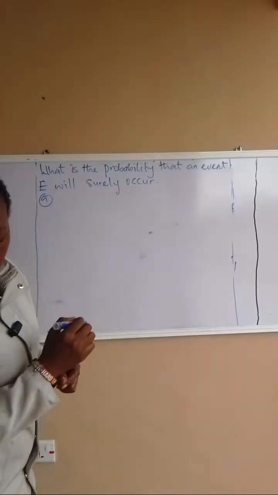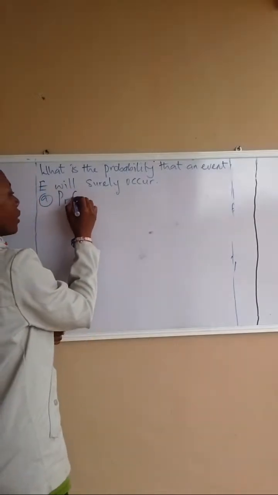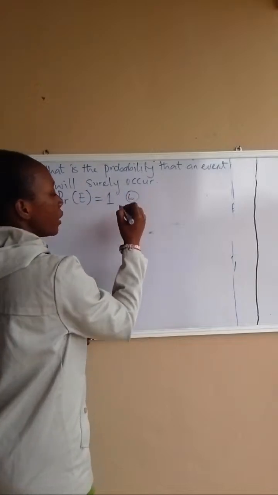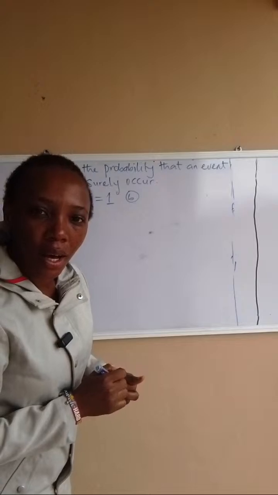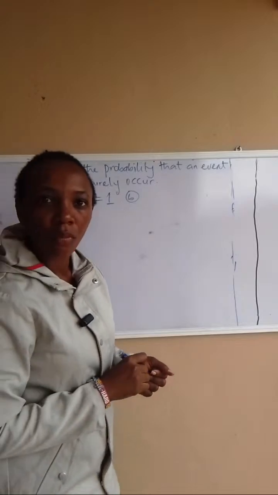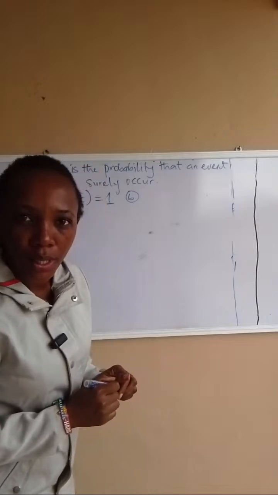A, probability of an event E is equal to 1. B, here you're just going to choose an answer.